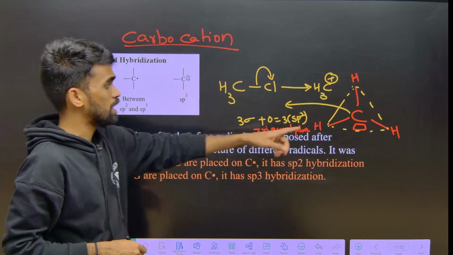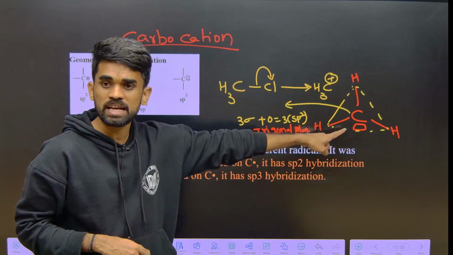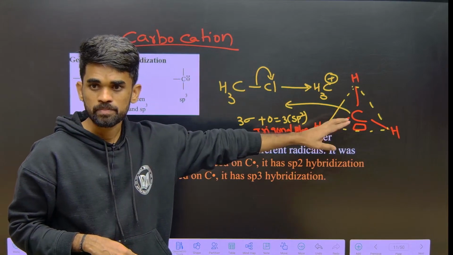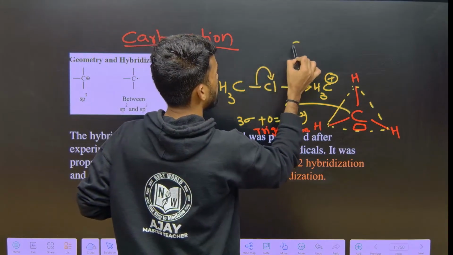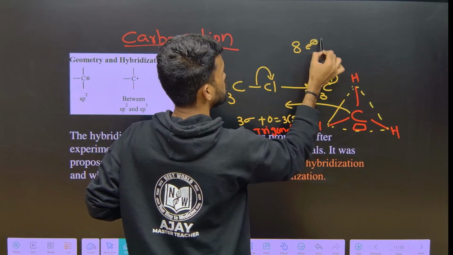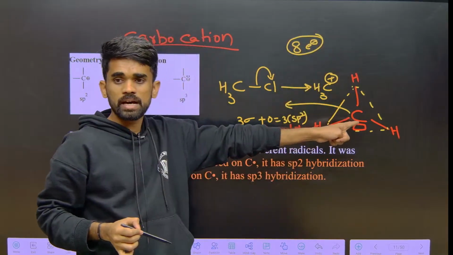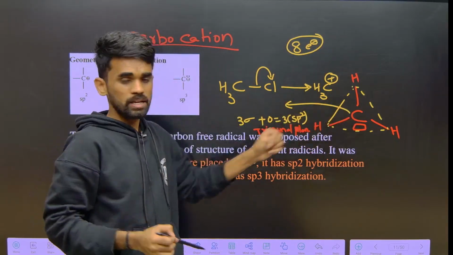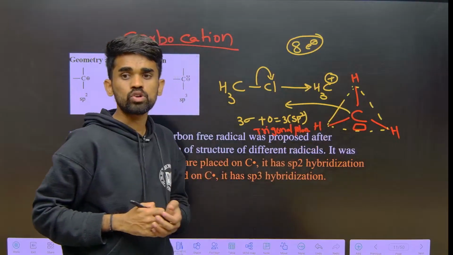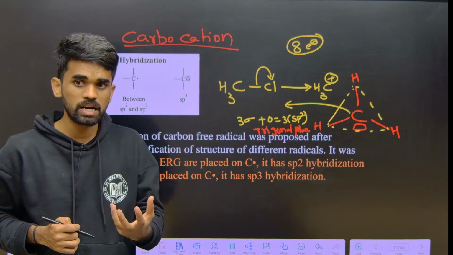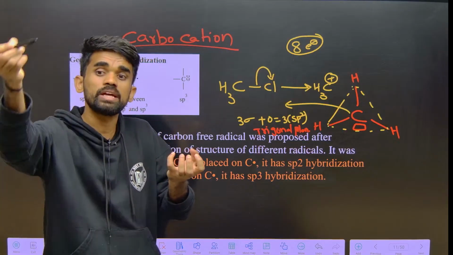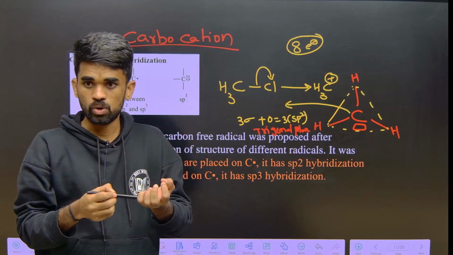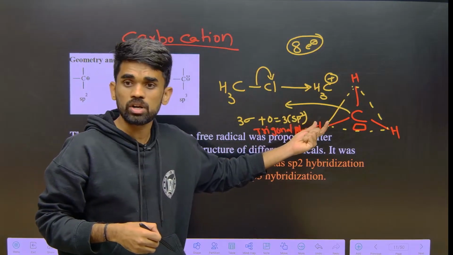Now tell me whether it is electron deficient or electron rich. Deficient. See, any species always tends to have 8 electrons in it. But here how many are there? Only 6, with one vacant orbital. Therefore carbocations are electron deficient. They are always looking for someone who can give electrons to them. So we can say these are electron deficient.